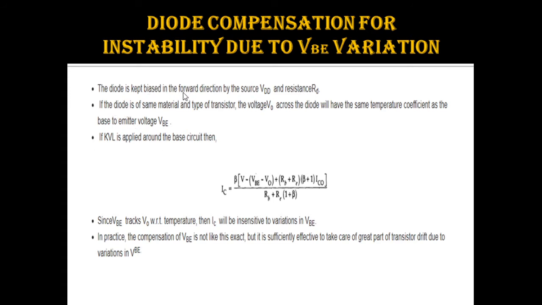The diode is kept biased in the forward direction by the source VDD and resistance RD. If the diode is of the same material and type as the transistor, the voltage V0 across the diode will have the same temperature coefficient as the base emitter voltage. Now, if you apply KVL around the base circuit, you get this expression, okay? Since VBE tracks V0, that is the diode voltage, with respect to temperature, IC will be insensitive to variations in VBE. Okay. So the current IC remains constant in spite of the variations in VBE. So this is how we are maintaining the collector current constant.